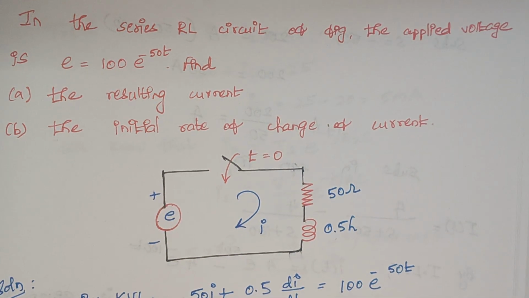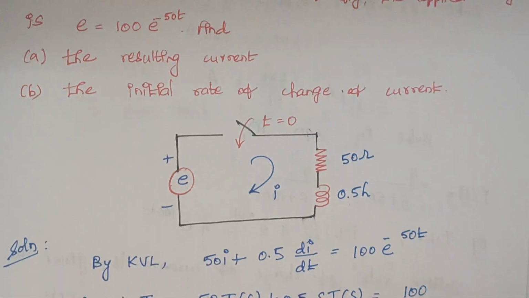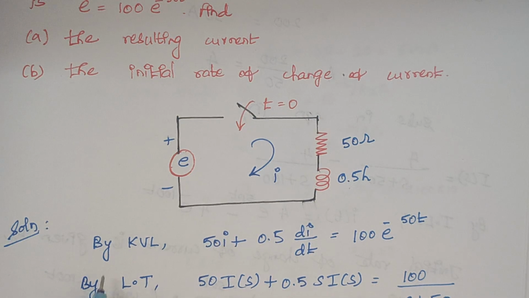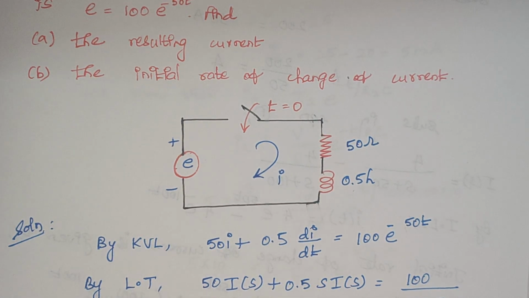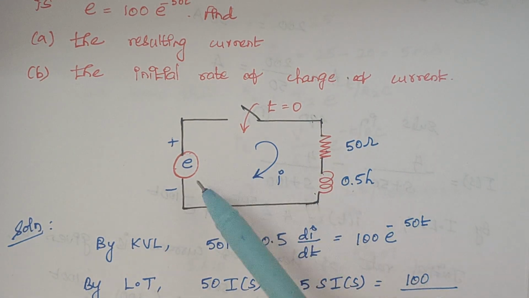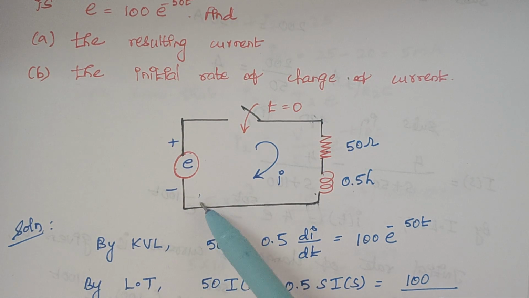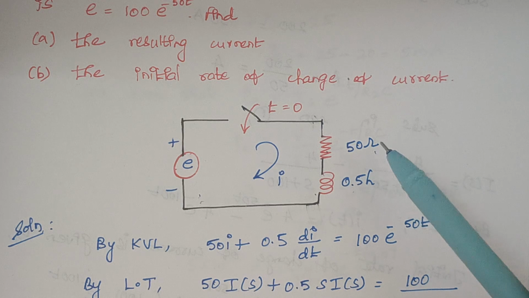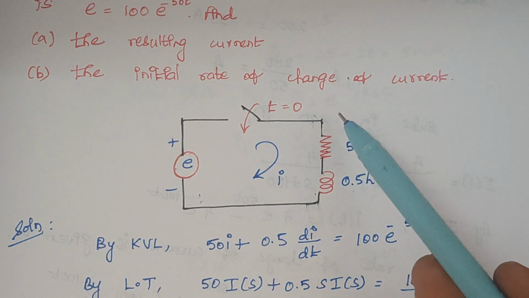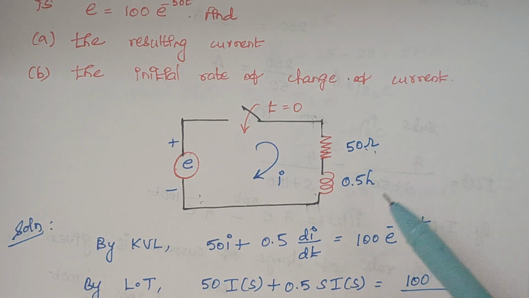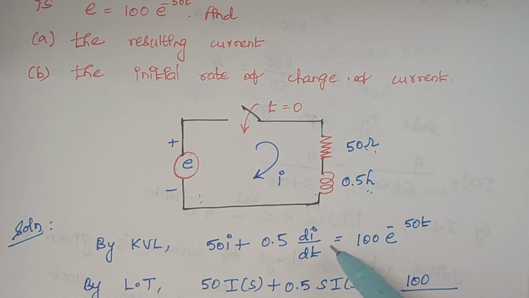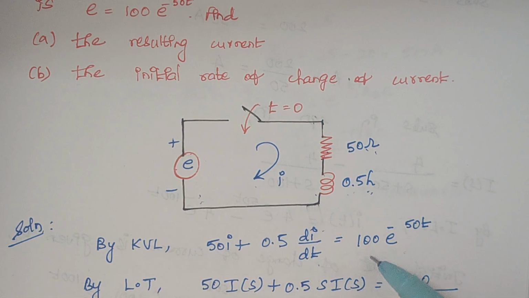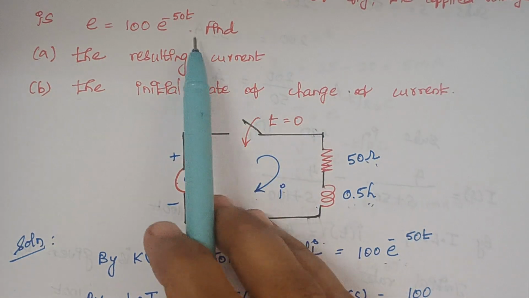The basic thing is that here we have to apply our KVL. When you apply KVL, the sum of voltage rise is equal to the sum of voltage drop. The voltage drop is caused by these two elements and the voltage rise is given by the source. Therefore, the voltage drop across the resistor is given by I into R, where I is the current that flows through this part, so I into 50. Similarly, the voltage drop across the inductor is 0.5 into di by dt, that is L into di by dt, which is equal to the voltage rise, that is 100 into e to the power minus 50t. This is given in the problem.